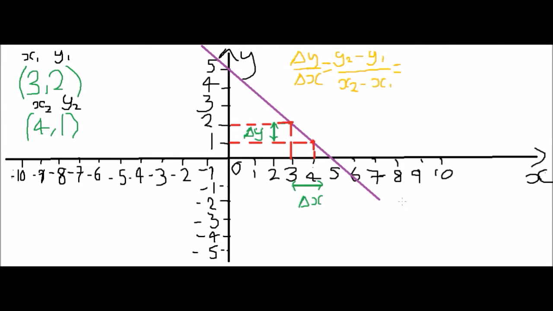Okay, so we move on to our second example. Similarly to the last question, we're given 2 points and we're asked to work out the gradient and the equation of the straight line. So if you're watching along at home, please do pause the video and have a go for yourself.